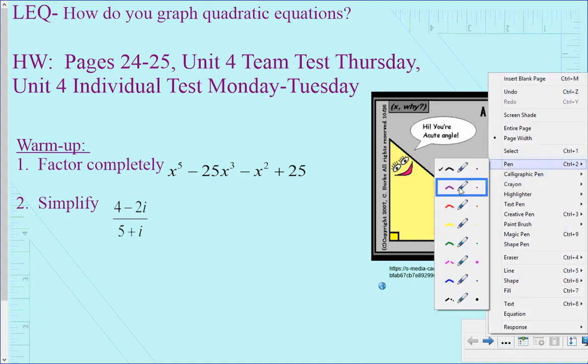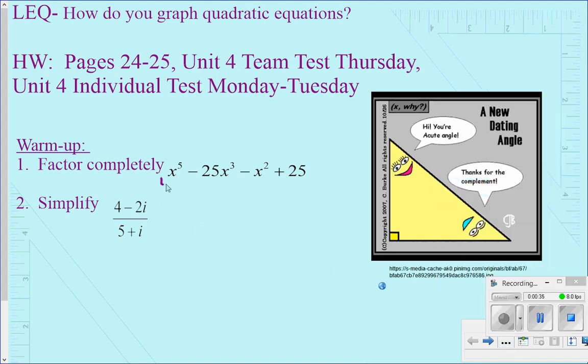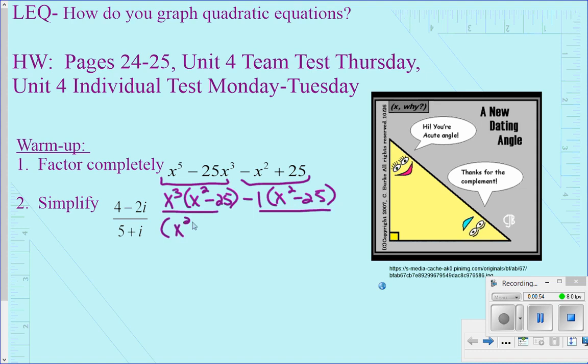Let's try that again. So I'm going to group the first two. I see x cubed is the GCF. I'm left with x squared minus 25. So I copy the x squared minus 25, and that means I need a -1. So then I have a GCF between these two terms of x squared minus 25, and after that I have x cubed minus 1 is what I'm left with.